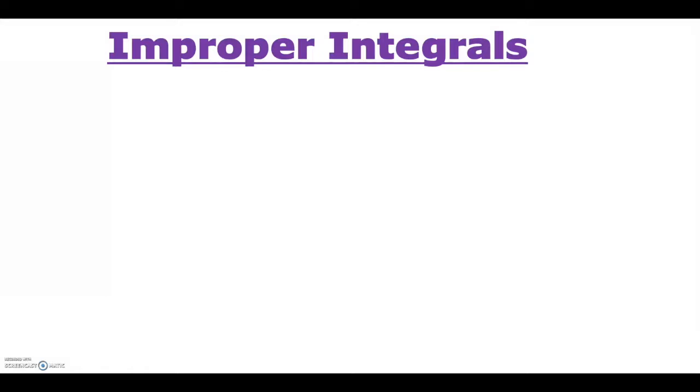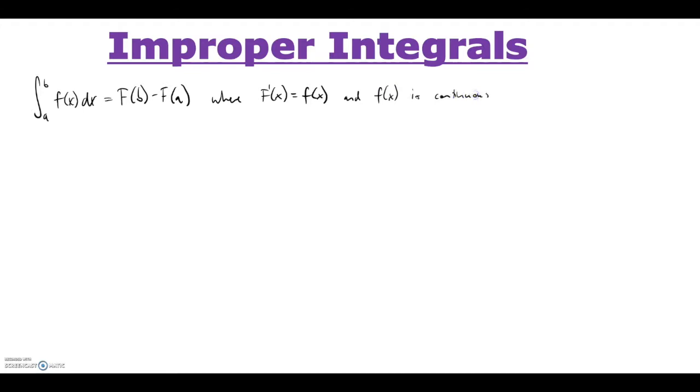In this video, we're going to take a look at what are known as improper integrals. But before we do so, just a quick review of the fundamental theorem of calculus, which states that the definite integral from a to b for some function f of x is equal to big F of b minus big F of a, where we state that that big F of x function is the antiderivative of our little f of x function, and the only condition that needs to be met is that f of x is continuous over the closed interval a to b.